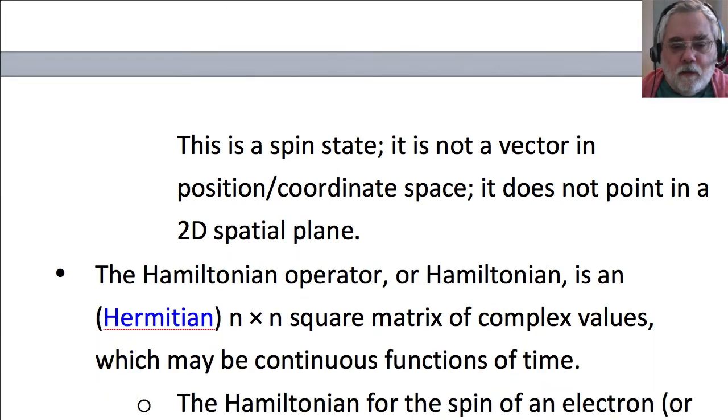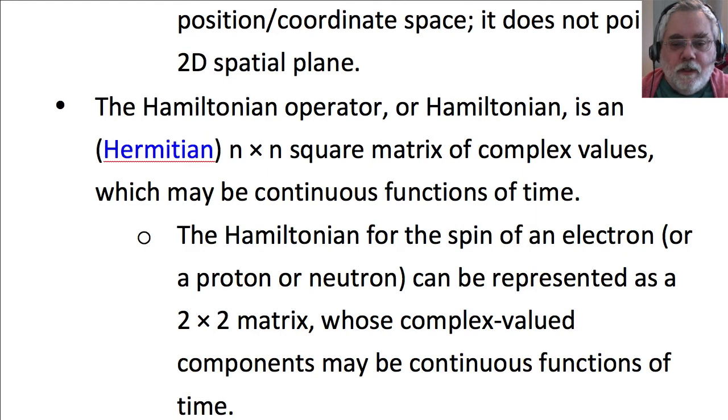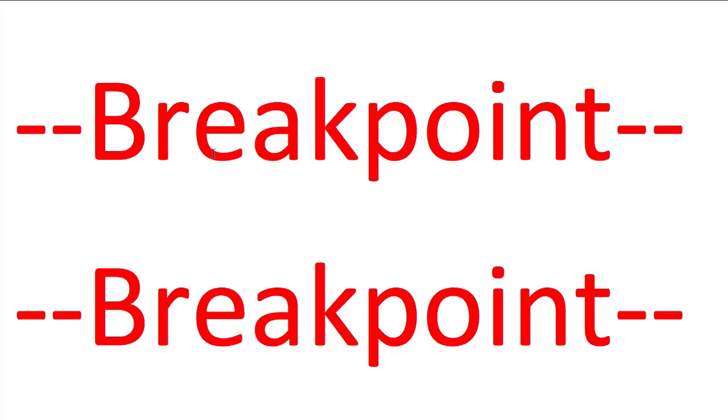The Hamiltonian operator, or Hamiltonian, is a Hermitian n by n square matrix of complex values which may be continuous functions of time. I will not explain what Hermitian means in this lecture, but it imposes constraints on the components of the n by n matrix. The spatial Hamiltonian operator is also Hermitian, but I will not explain this here. The Hamiltonian for the spin of an electron, or a proton, or a neutron, can be represented as a 2 by 2 matrix whose complex valued components may be continuous functions of time. This is a possible time to take a break.